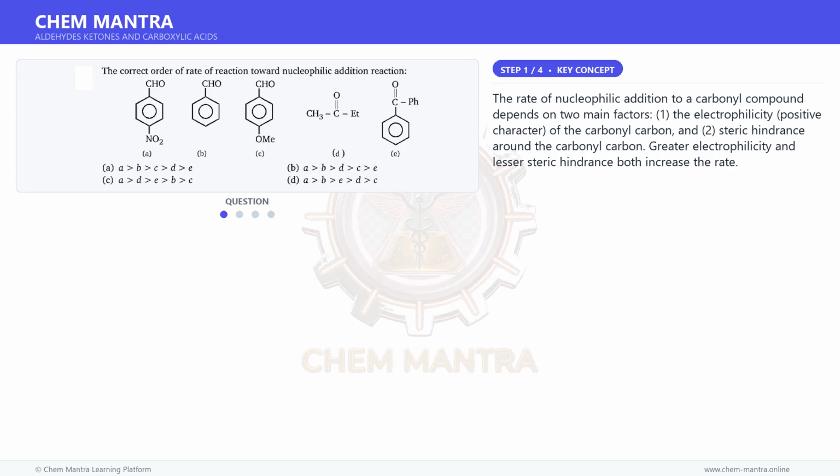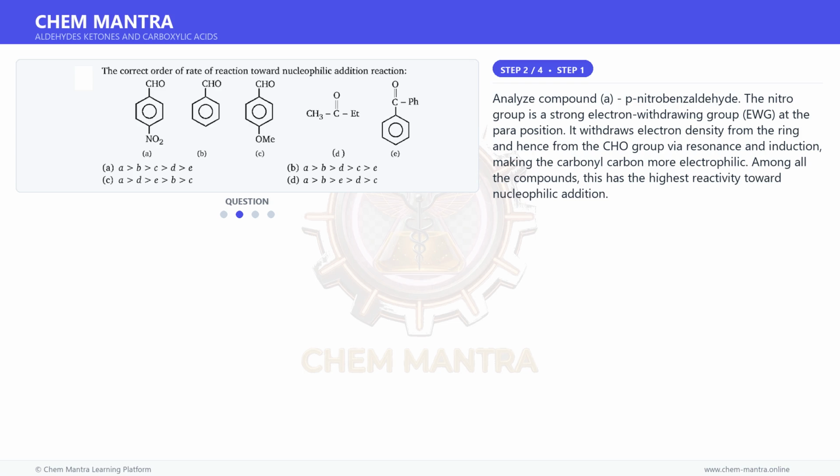The rate of nucleophilic addition to a carbonyl compound depends on two main factors. 1. The electrophilicity, positive character, of the carbonyl carbon, and 2. Steric hindrance around the carbonyl carbon. Greater electrophilicity and lesser steric hindrance both increase the rate. Moving on to the next step.